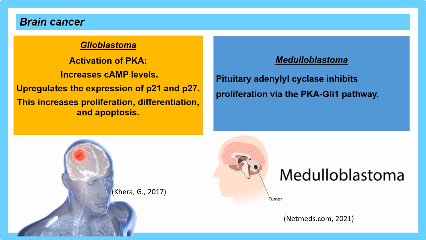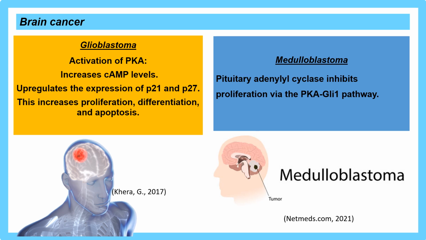Now, medulloblastoma is a rare type of cancer. It can affect adults, but it's rare in adults and more common in children. And it mainly affects the location within the brain called the cerebellum. And in association with the GPCR, the enzyme adenylyl cyclase that is found within the pituitary inhibits or prevents proliferation, and this is via the PKA GLI1 pathway.